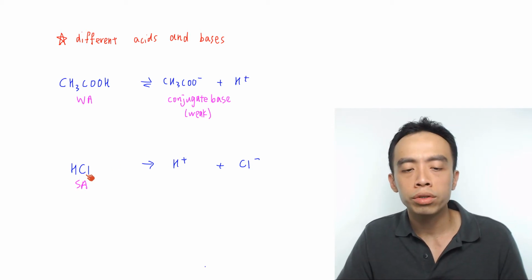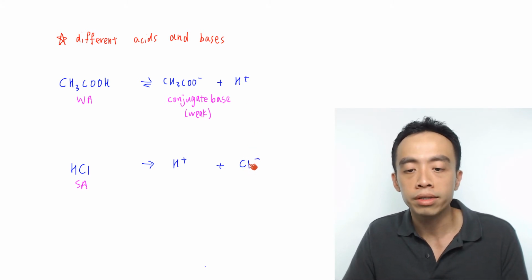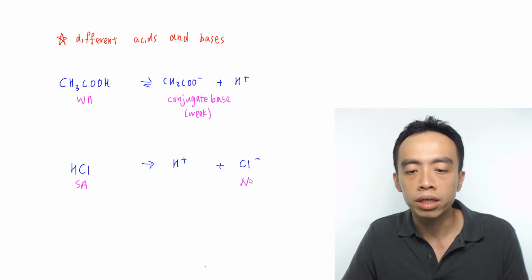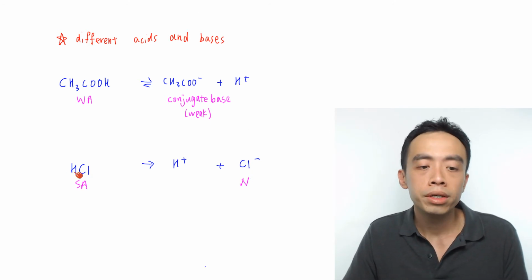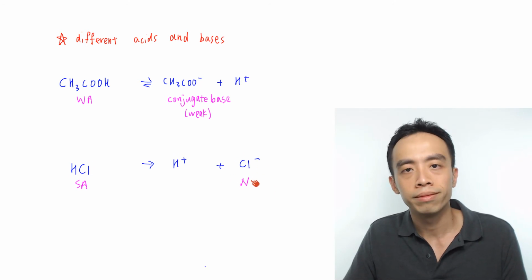Now for strong acid HCl, when it forms this counter ion Cl-, how will we quantify this Cl-? It is easier for us to say that there's zero tendency for Cl- to form back HCl, because this is a full arrow. So we just say that Cl- is neutral. What this means is a strong acid HCl will dissociate to give a counter ion that is neutral.